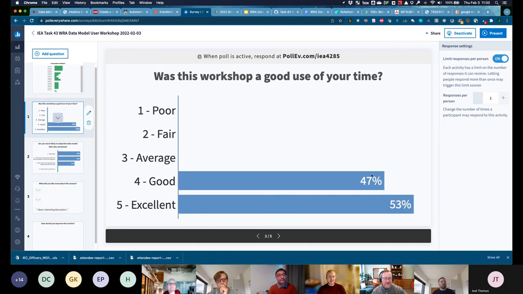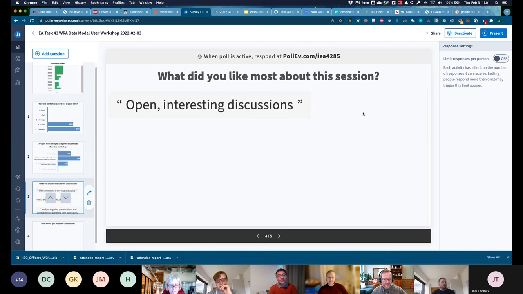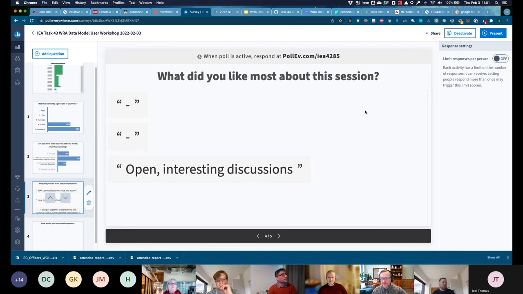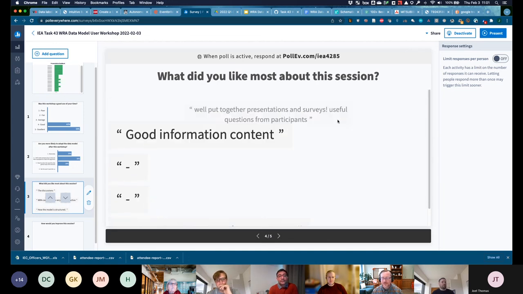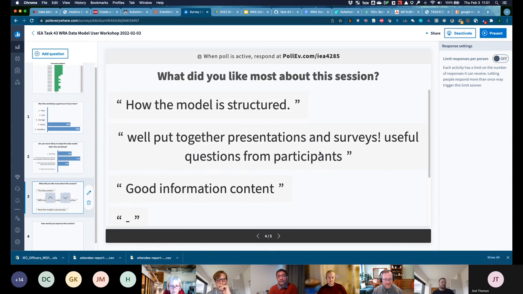So again, was this workshop a good use of your time? Thank you so much for the positive reviews. Are you more likely to adopt the data model after this workshop? Absolutely. Still need company buy-in, but certainly better equipped. Need to dive into specifics. So that feels overwhelmingly positive. That's really exciting. What did you like most about this discussion or the session? Open, interesting discussions. Good information content. Awesome.